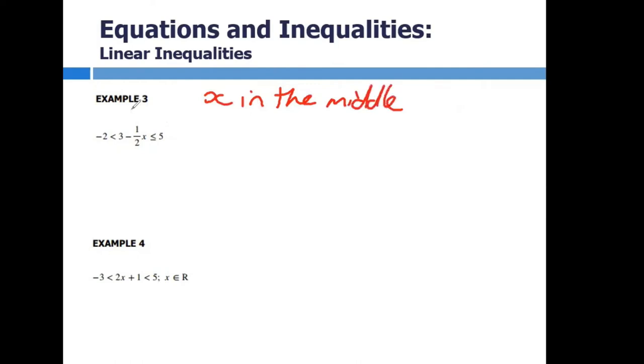Okay, that is your goal. So basically you want to get the x alone in the middle. So you're getting rid of everything else. So I need to get rid of the 3. So I'm going to subtract 3 from every section.